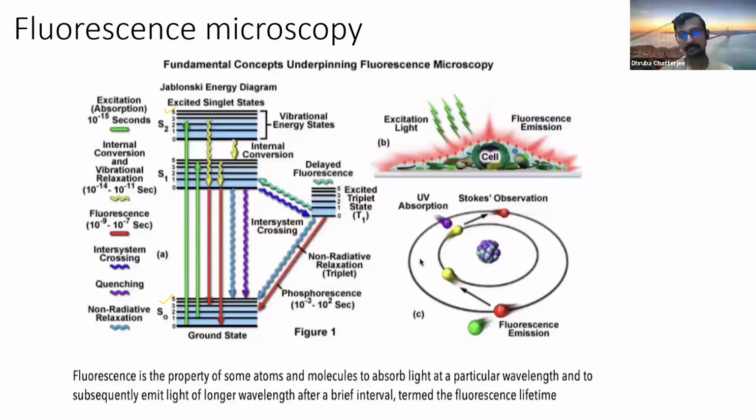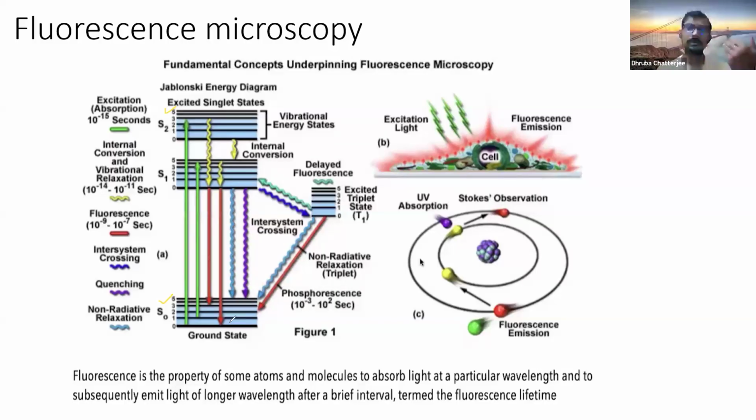In each of these electronic states, there are different vibrational substates. So these electrons undergo vibrational relaxation in this singlet, in this S2 or S1, and finally these electrons come back to the ground electronic state and release energy, which is equivalent to the energy gap between the excited energy state and the ground energy state, in the form of photons or light. So fluorescence is light which has a longer wavelength than the excitation light.